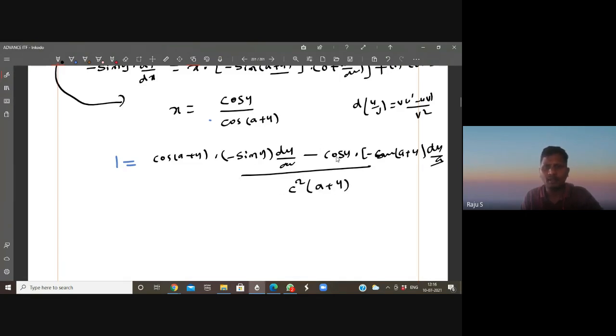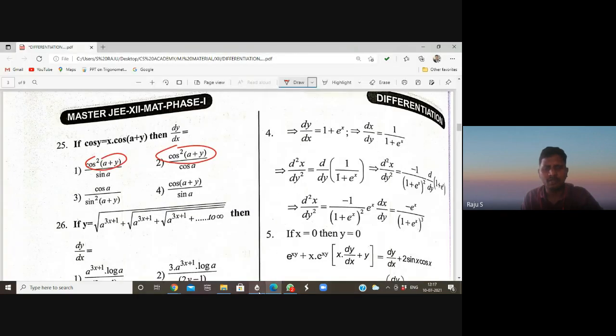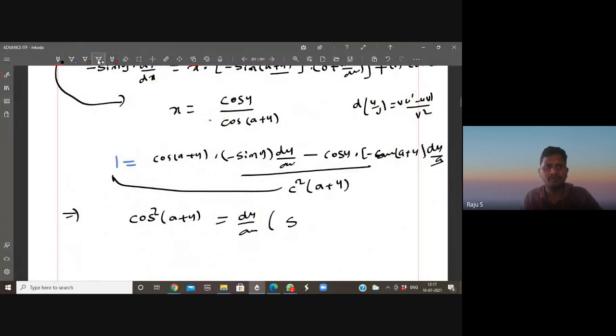Here we require only dy by dx. Just cross multiply: 1 into cos square of (a plus y) is equal to dy by dx common. Then what about the remaining value here? Minus into minus is plus. According to the option, sin a will be there. So here, minus into minus plus sin of (a plus y) into cos y, then minus of cos of (a plus y) into sin y. Is it clear? Minus will be there.